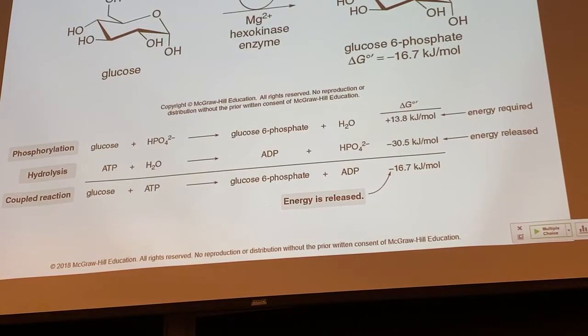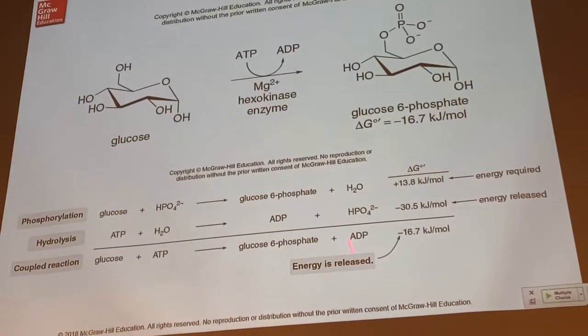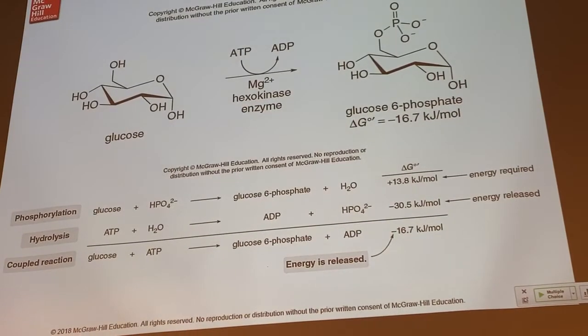Okay? So we don't have these two reactions occurring simultaneously. What we have is glucose colliding with ATP directly in the active site of this enzyme. And then in the course of that collision, one of the phosphates from ATP is transferred to glucose to give us the desired product and the byproduct. So it's only one reaction that's occurring, but we can split it up into two pretend half reactions to understand the energetics of the process.